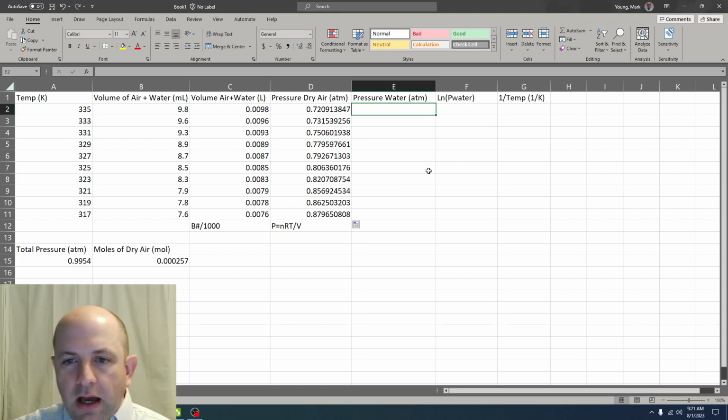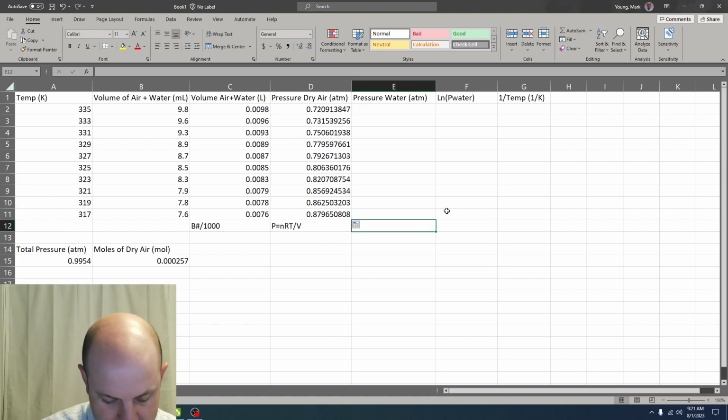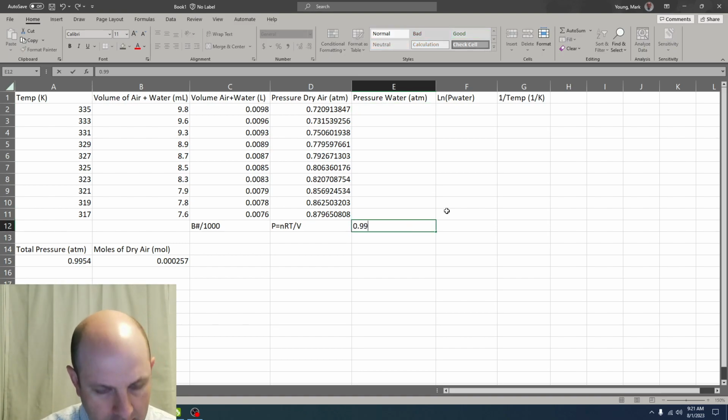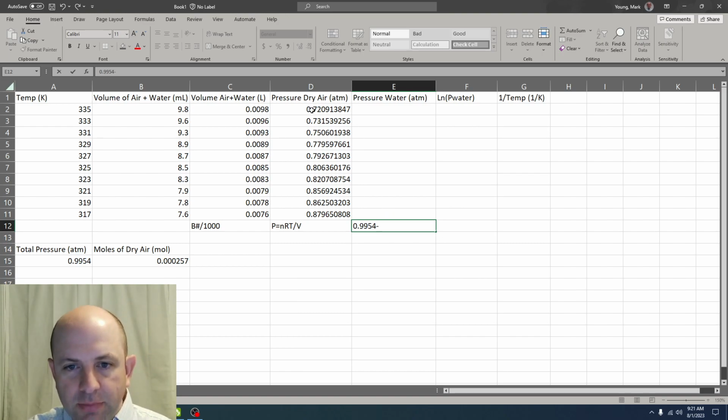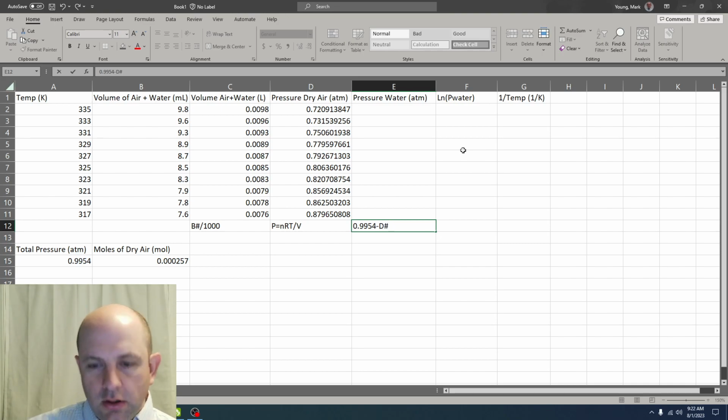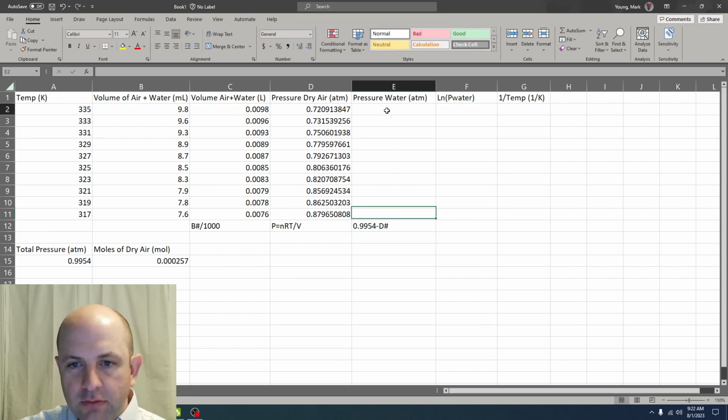All right. Now for the pressure of the water, we're going to do a similar thing, because from Dalton's law we know that the pressure of the dry air and the pressure of the water must add up to the total pressure. So that means for this one, it's going to be the 0.9954 minus the air column, so we'll say D number. So that's our equation for that one. So that's what we'll type in.